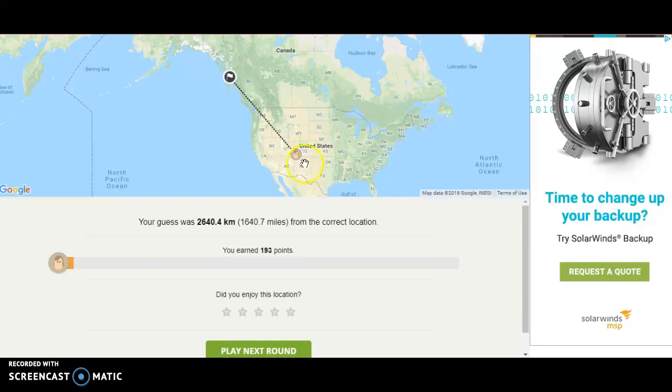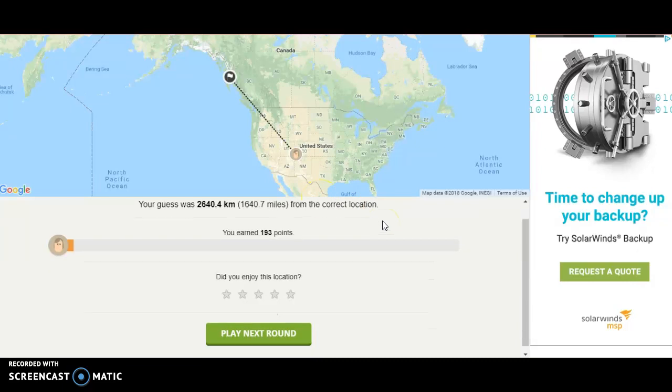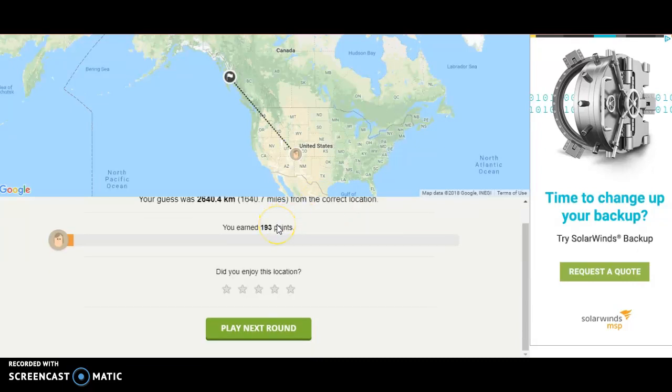And so right now, we're looking at somebody who's way farther away than what we actually thought. We earn points based off of how close we are to the actual location. And so if I were a little bit closer, I would have made a stronger guess.